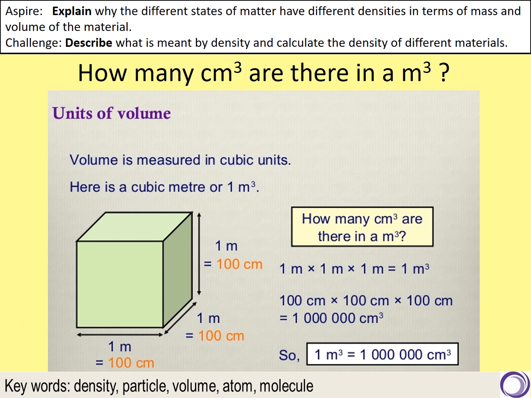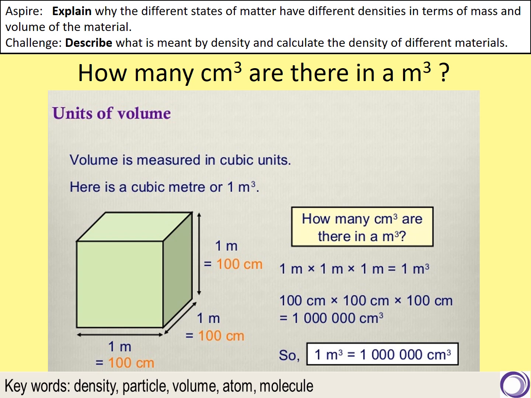I put this slide in because it's one of the things that even my year 13 biologists get wrong. How many centimetres cubed are there in a metre cubed? And what a lot of people say is, right, I know there's 100 centimetres in a metre, so therefore there must be 100 centimetres cubed in a metre cubed. And that's where people go wrong.